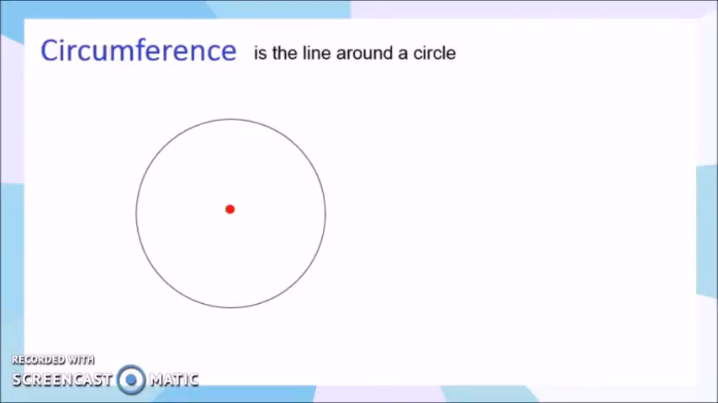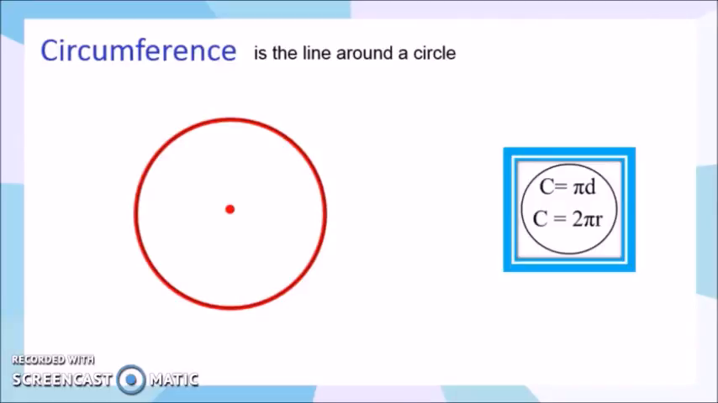In a previous video, you learned that the circumference is the name for the perimeter of a circle. There are two formulas to help calculate the length of the circumference. The circumference equals pi times d. We use this formula when we know the diameter, the long line through the center of the circle.